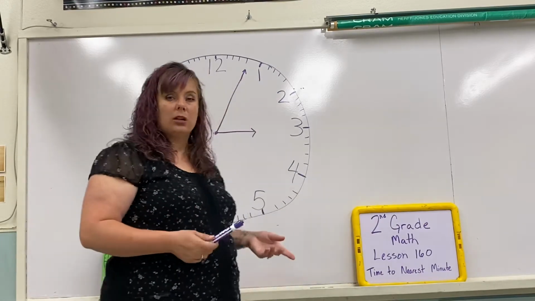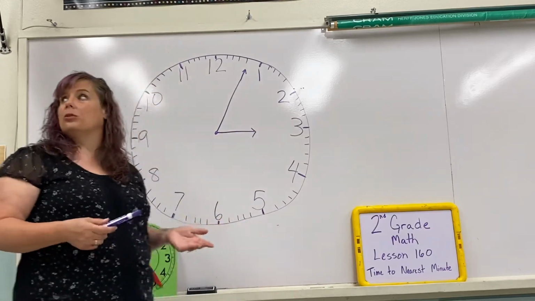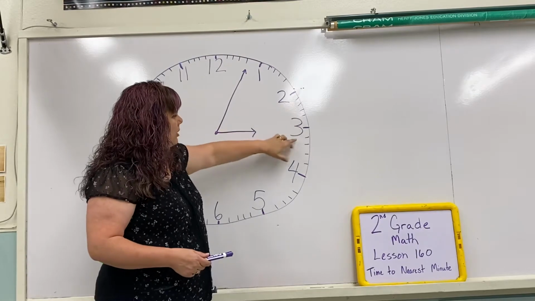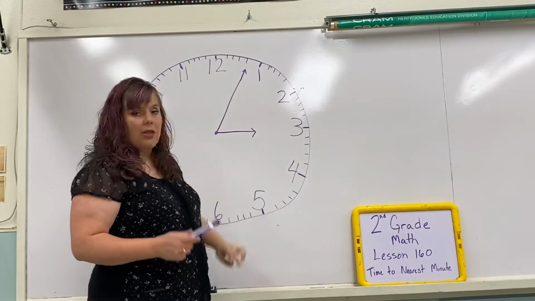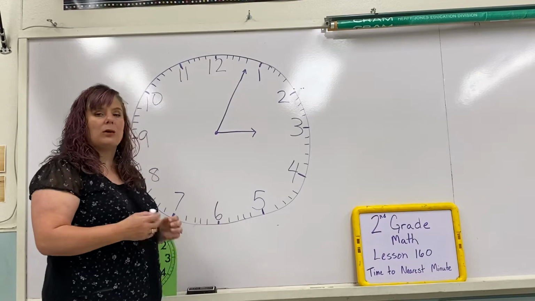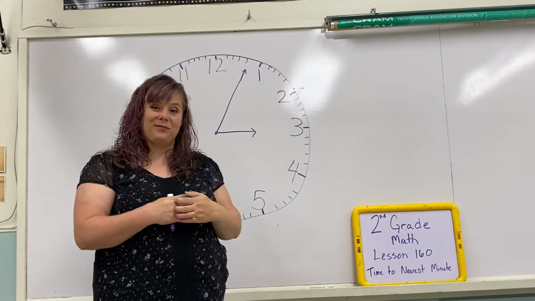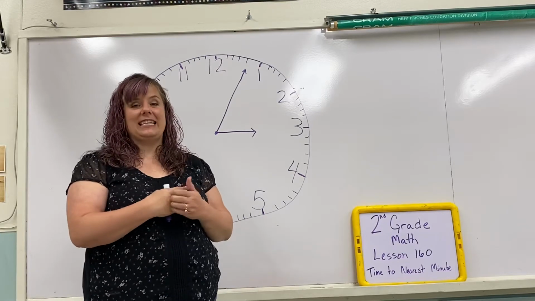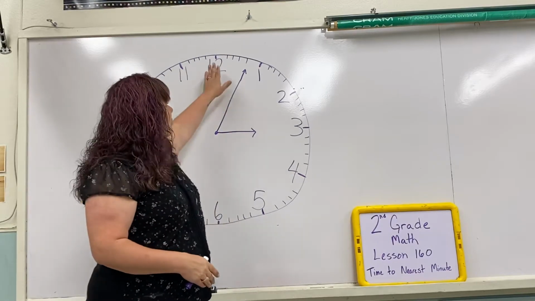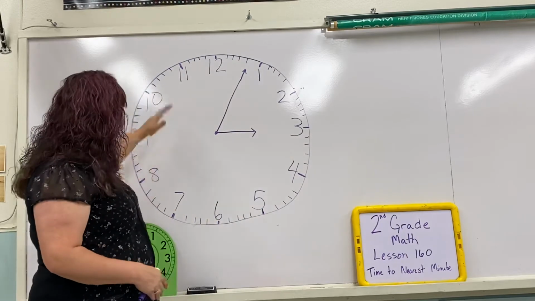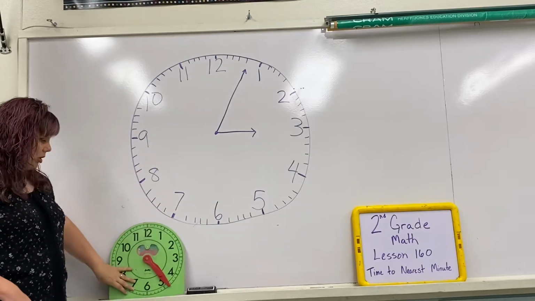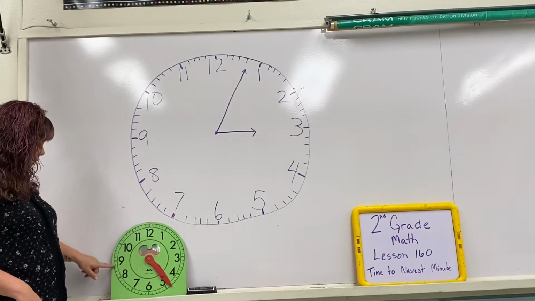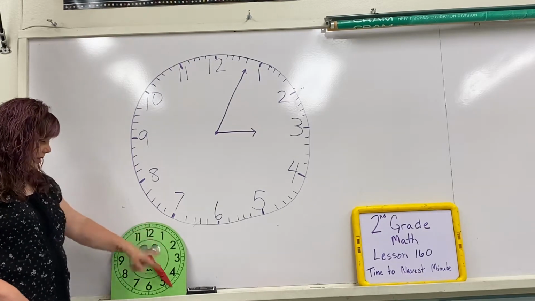So if you look on a clock, you will see not only are there big numbers, but there's also these little tick marks in between. And those tell exact minutes. Remember how many minutes are there in an hour? There's 60 minutes in an hour. So there's 60 tick marks all the way around the clock. You can see it on our little green clock that we use sometimes. There's little ticks in between the time.